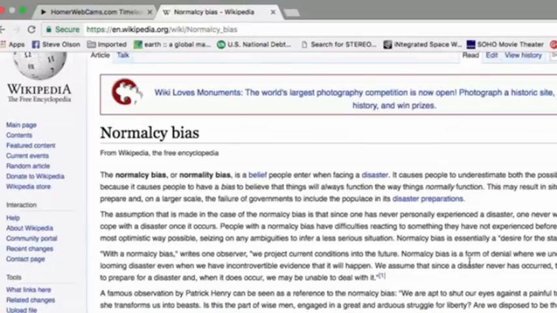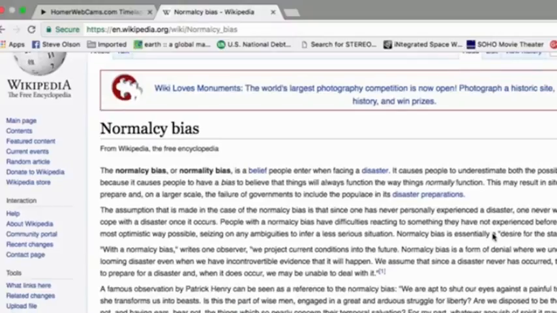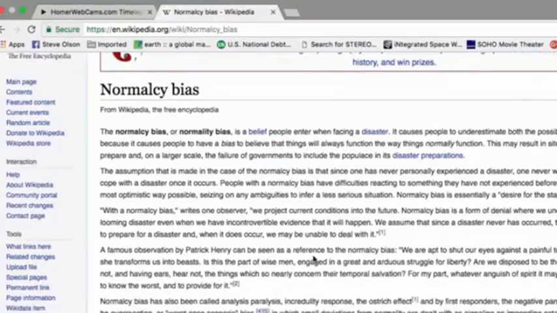Okay? Normalcy bias is a belief that people enter when facing a disaster. It causes them to underestimate both the possibility of a disaster, which we see a lot of, and its possible effects. Because it causes people to have a bias to believe things will always function the way things normally function. This may result in situations where people fail to adequately prepare, and on a larger scale, the failure of governments to include the populace in disaster preparations, right? The assumption that is made in the case of normalcy bias is since one has never personally experienced a disaster, no one ever will, which is ridiculous.